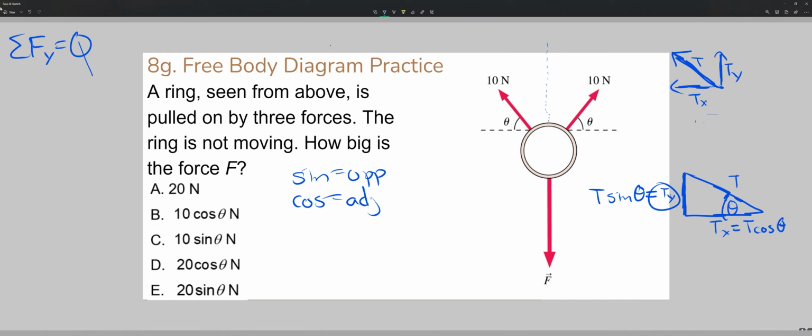And that's something you can always do. I would definitely get used to memorizing this.